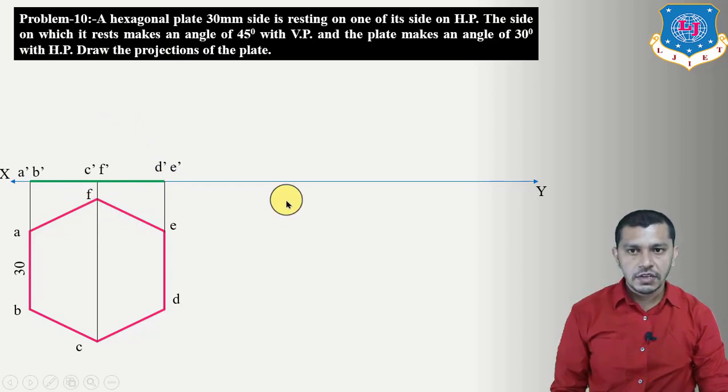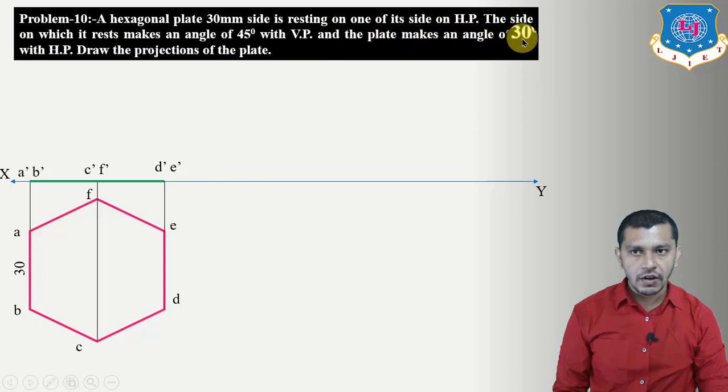Now in the second stage we have to derive the condition with the horizontal plane, because the plane is resting on HP and the condition with the horizontal plane is given here. The plate makes an angle of 30 degree with the HP, or we can also say that the surface of the plate makes an angle of 30 degree to the horizontal plane.